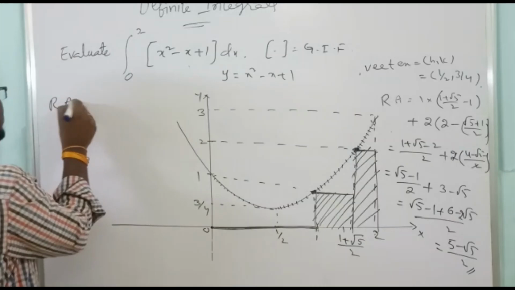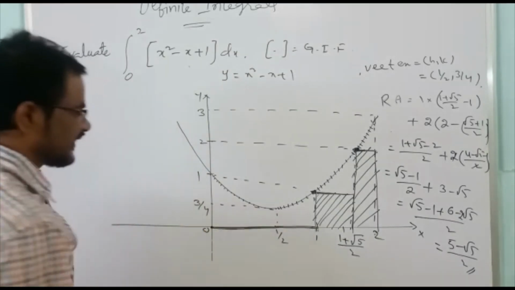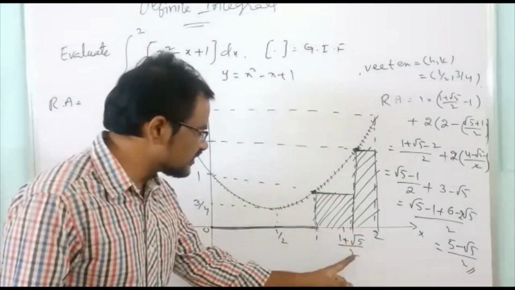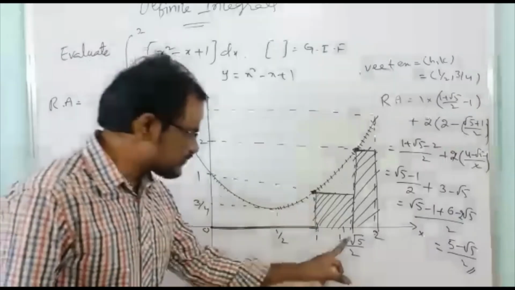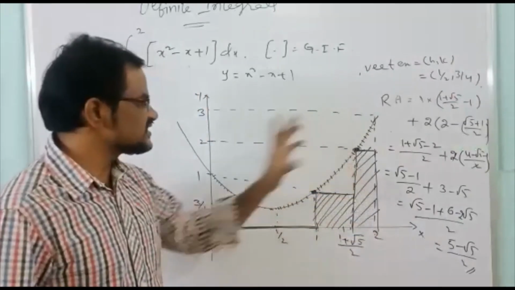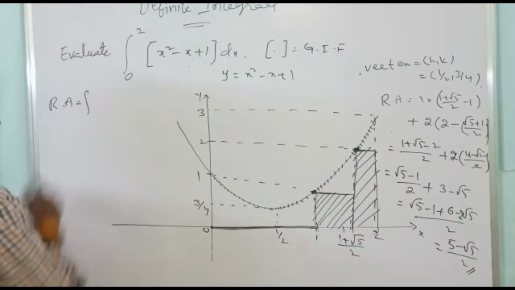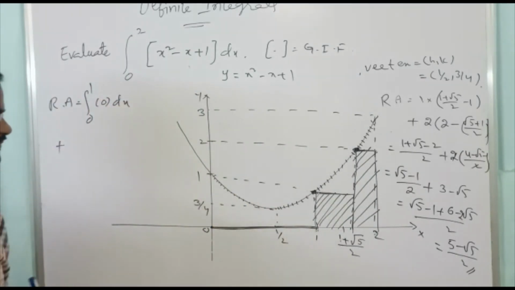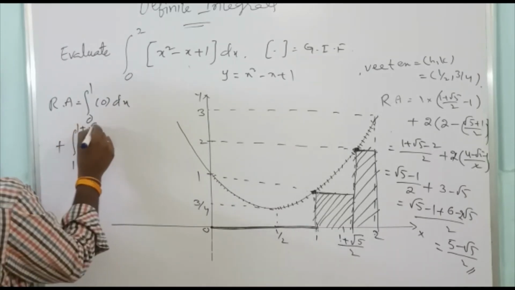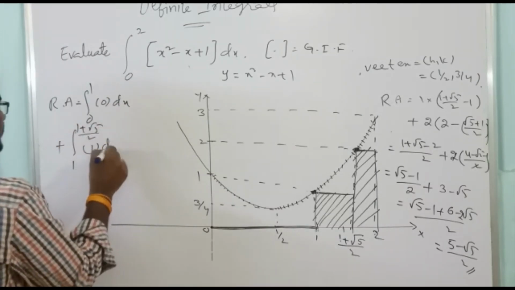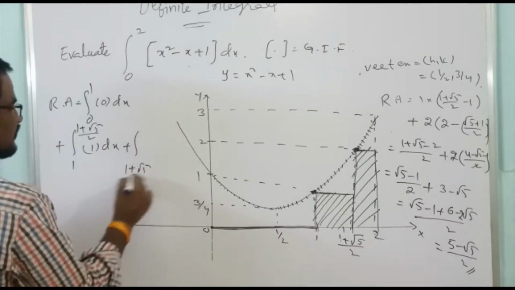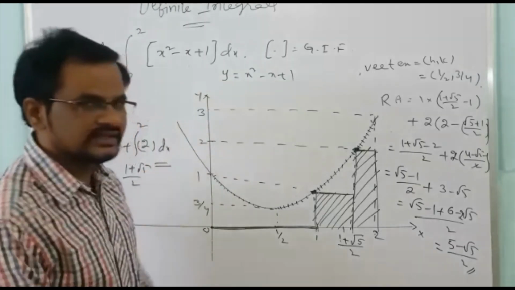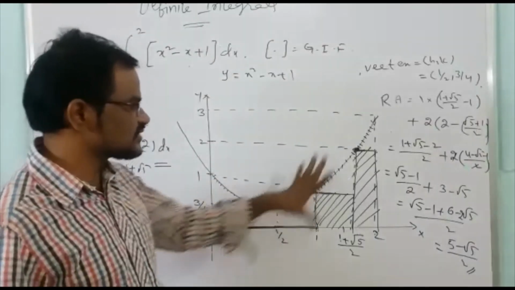Now how to write this? From 0 to 1, the functional value is 0 only. And from 1 to 1 plus root 5 over 2, this is 1 into dx. And from 1 plus root 5 over 2 to 2, this is 2. Means like this: the integral from 0 to 1 of 0 dx, plus the integral from 1 to 1 plus root 5 over 2 of 1 dx, plus the integral from 1 plus root 5 over 2 to 2 of 2 dx. So whenever the function is non-monotonic, like this we have to find.